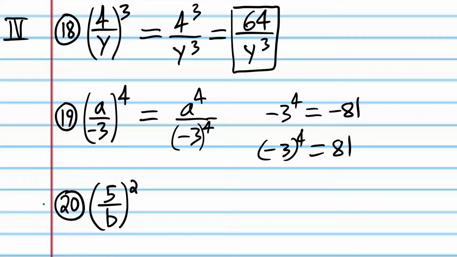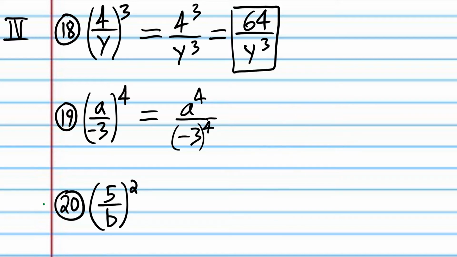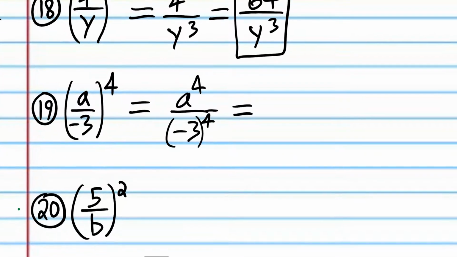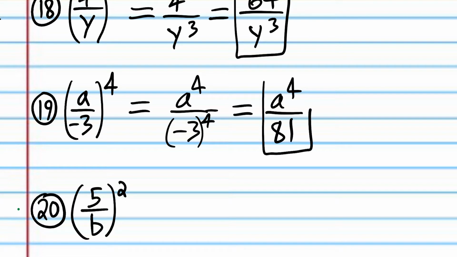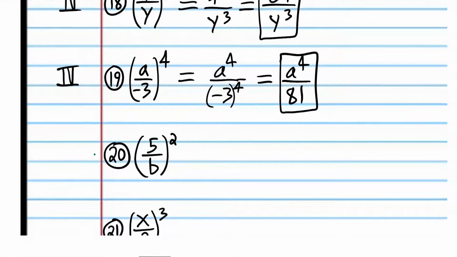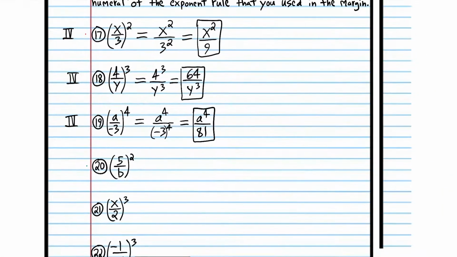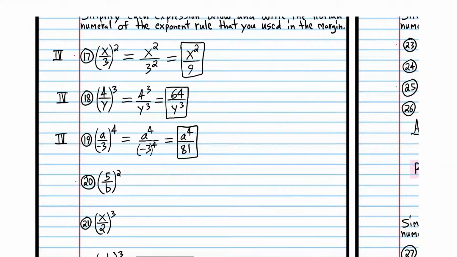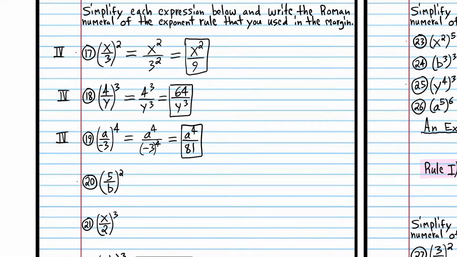What's the difference? Well, there's a big difference. Negative 81 is a lot different from positive 81. So that's really important to put those parentheses. Students constantly forget to put those parentheses. So now we have a to the 4th over positive 81. And that's it. So that is rule number 4. Okay, so I want you to try number 20. Again, this is rule number 4. And when you come back, we'll do it together.